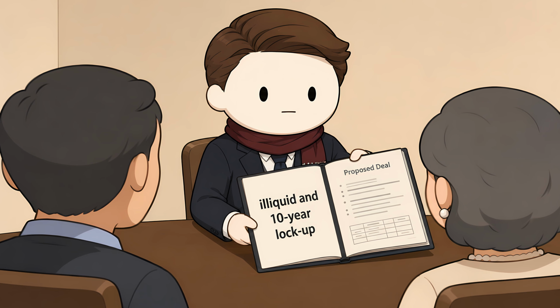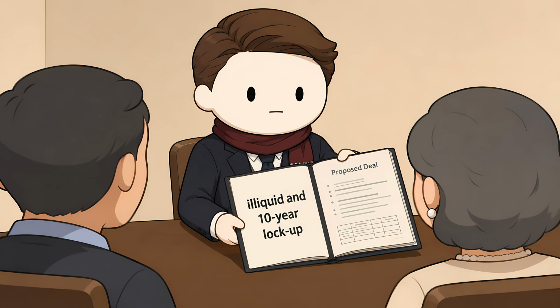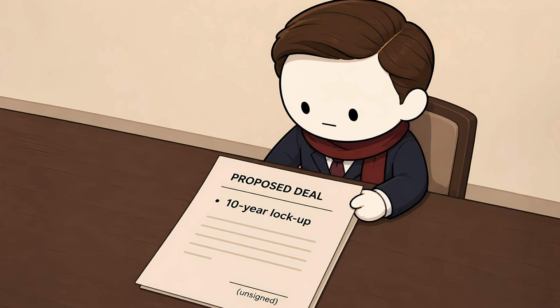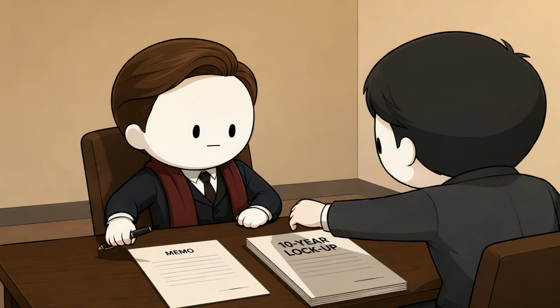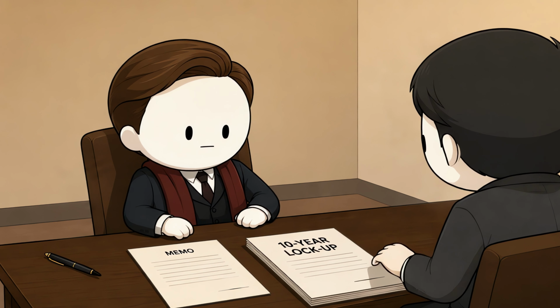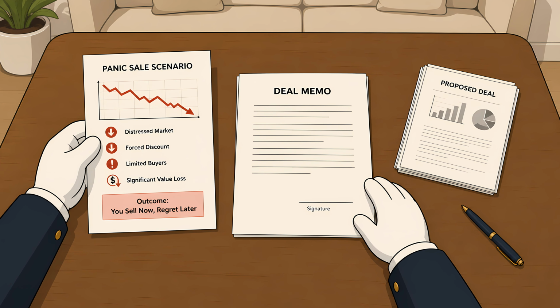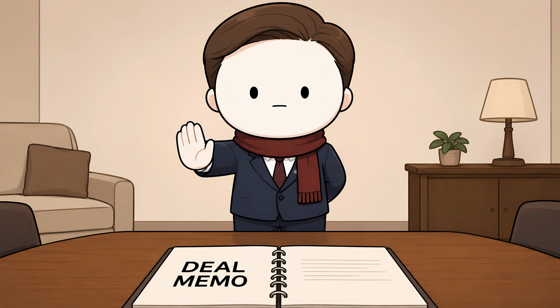You open the document with the large label "Illiquid" and 10-year lockup. On the document, you read 10-year lockup beside the proposed deal. The client reaches for the pen, while you move the pen aside instead of signing. You place the panic sale scenario printout beside the unsigned deal memo. With the unsigned deal memo open, you refuse the idea of the month.